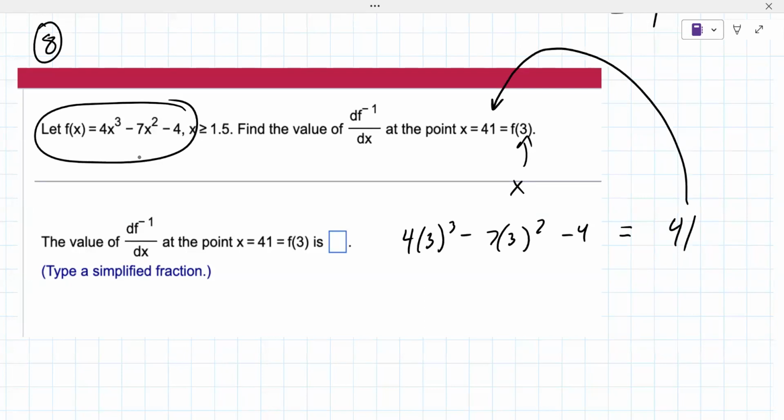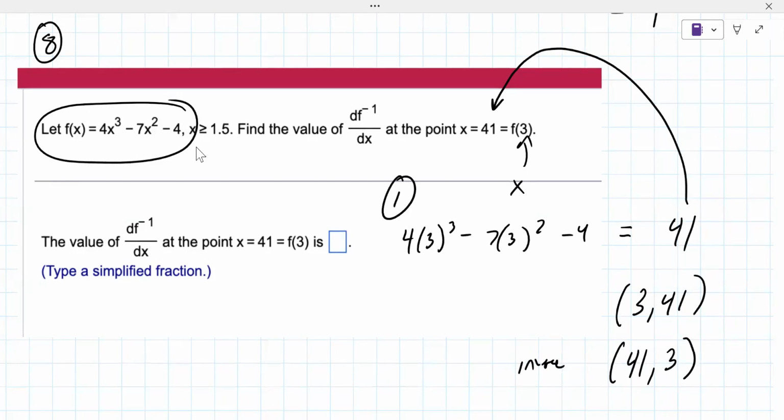Okay. So keep in mind, this is the ordered pair 3, 41, which means you switch them: 41, 3. That's the whole inverse thing. So that's thing 1. Normally they don't give you the point in the problem, but it's important. The second thing you need to do is take the derivative. Could you take the derivative of that original function for us, please?